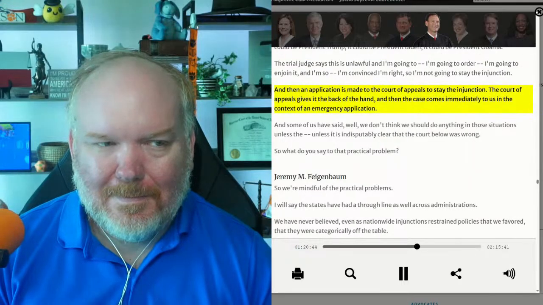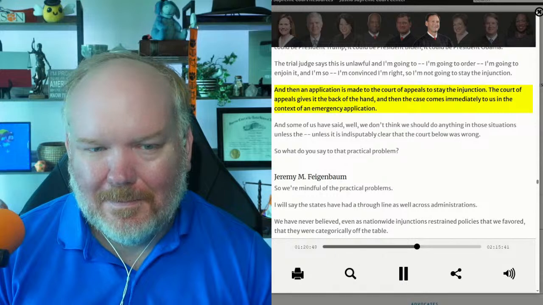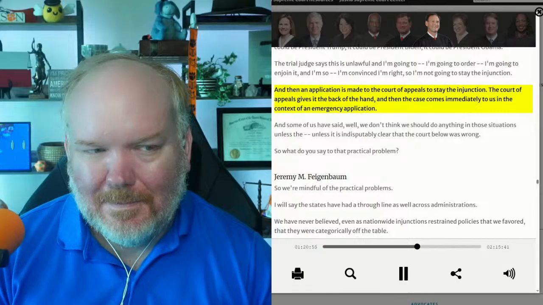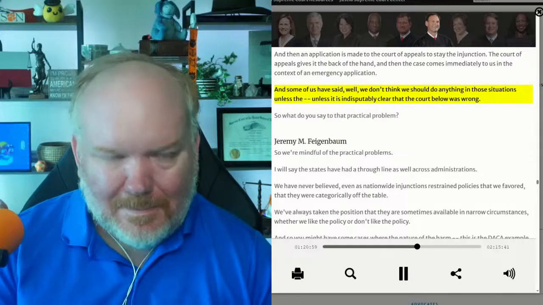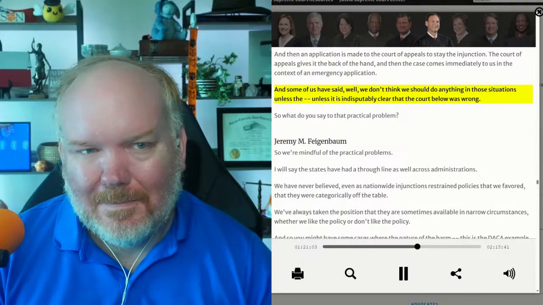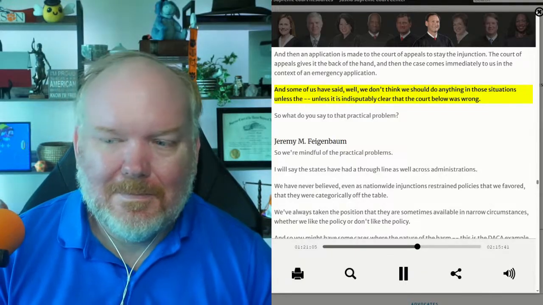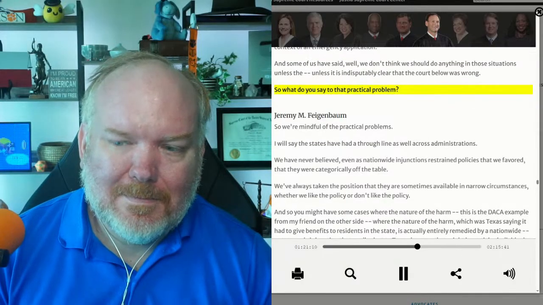And then an application is made to the Court of Appeals to stay the injunction. The Court of Appeals gives it the back of the hand, and then the case comes immediately to us in the context of an emergency application. And some of us have said, well, we don't think we should do anything in those situations unless it is indisputably clear that the court below was wrong. So what do you say to that practical problem?